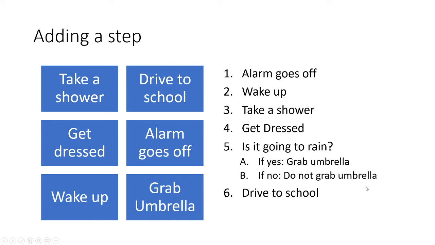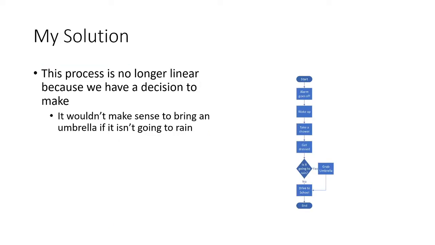So when we do a flowchart, it's going to look a little different. It's going to look like this. So after we get dressed, we have one of these diamond-shaped nodes here that's going to say, is it going to rain? If yes, grab umbrella. If no, drive to school. And you can see by the direction of this arrow that after you grab the umbrella, you still go back to driving to school. So you can see that an algorithm can very quickly be put together into this flowchart type setting, and you can follow the steps step by step through your flowchart.